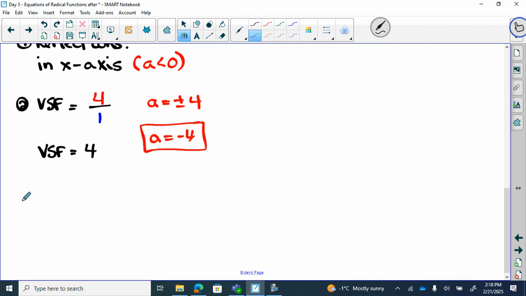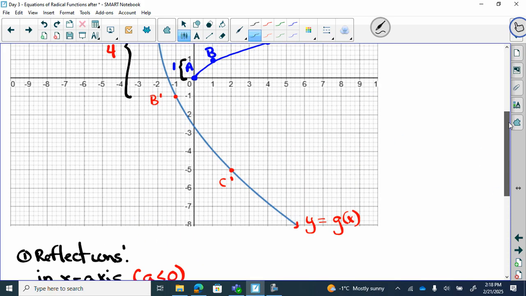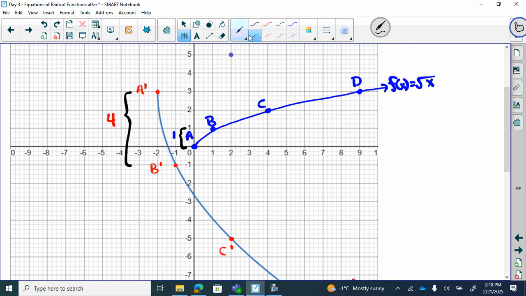What comes next? HSF, the horizontal stretch factor. Once again, it's new over old, but this time I'm looking left to right. I'm not looking up and down. So once again, if I want to go from A prime to B prime, that's at an x value of what? A prime.